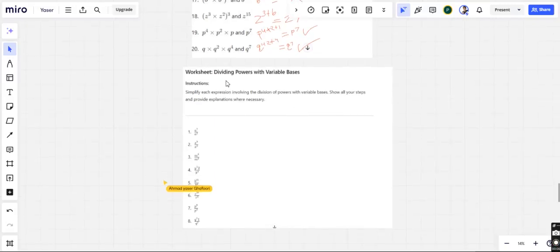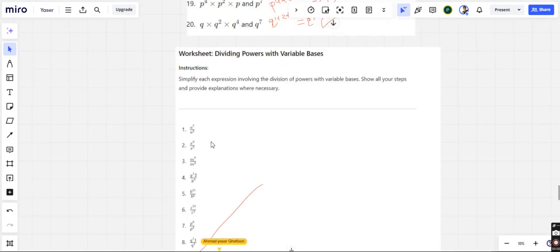Going to simplify how to divide powers with variable bases. Here are the instructions. Can you explain each and everything? How do we simplify this?